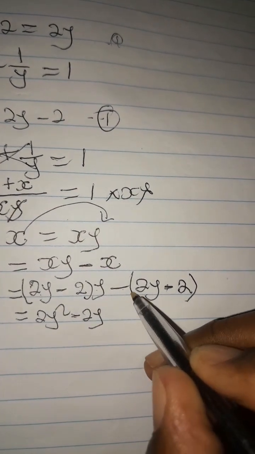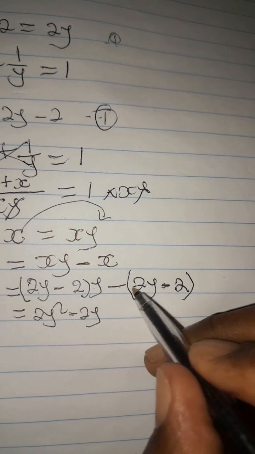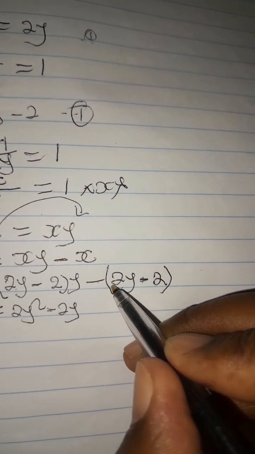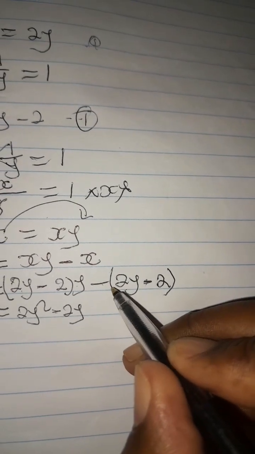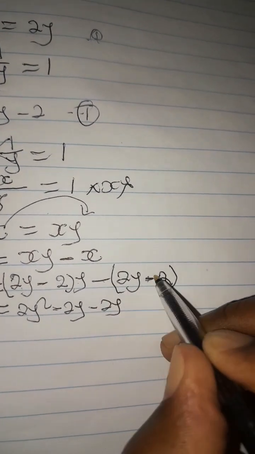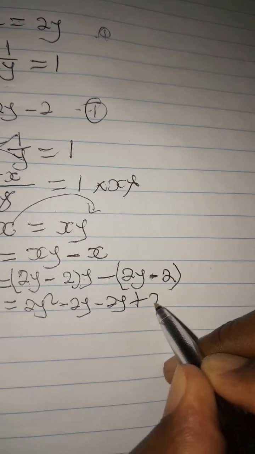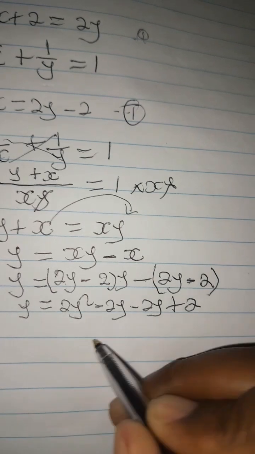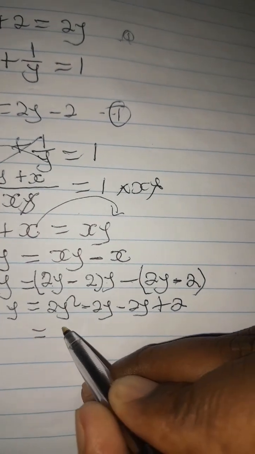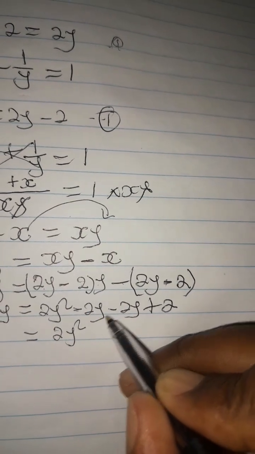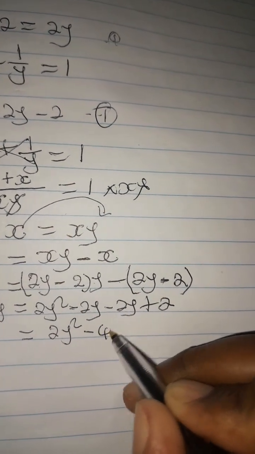Here, okay, this is interesting. It's getting interesting. Here I'm having negative multiplied by 2y, that will be negative 2y. Negative and negative, that will be plus 2. So I can collect the like terms. This is also a like term. So we could just say 2y squared, negative 2 minus negative 2, that will be negative 4y.